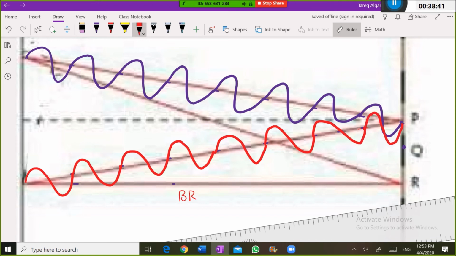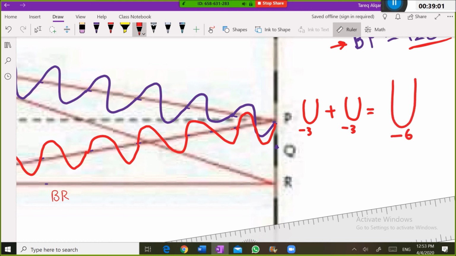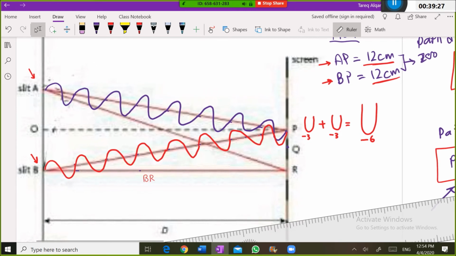Guys, I want to show you something here. When these two waves meet, they meet trough with trough at P. Let's say this amplitude is negative 3 and this is negative 3. What will the result be? Negative what? 6. Clear? Okay, here guys they meet a trough with a trough. This is the interference or overlapping of the waves AP and BP.